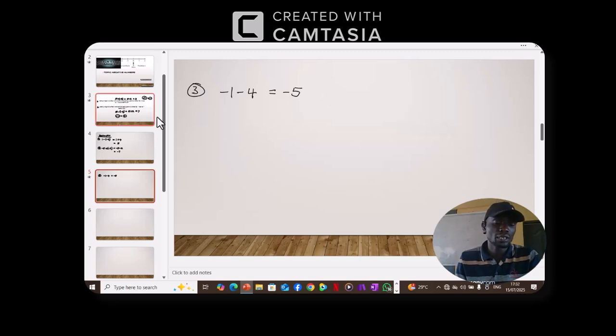Okay. Now, another example, number 4. Let us have minus 6 minus 2.